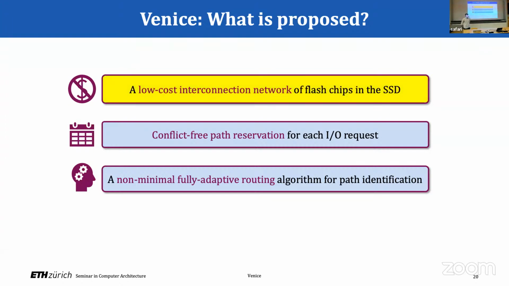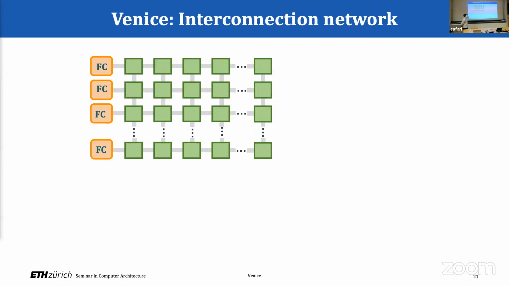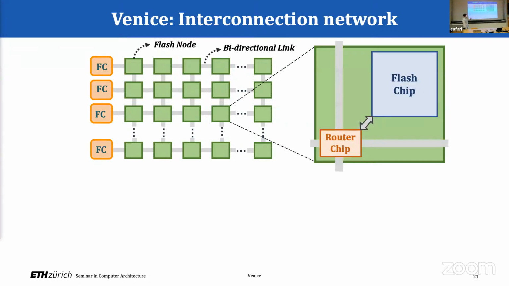So let's look at the first one, the interconnection network. We have basically the same kind of 2D mesh grid, not of flash chips but of flash nodes, and bidirectional links. Flash nodes are basically flash chips with a router chip next to them, and they communicate with an I/O bus. And to each router chip there are 4 ports connected, through which you can route the data.